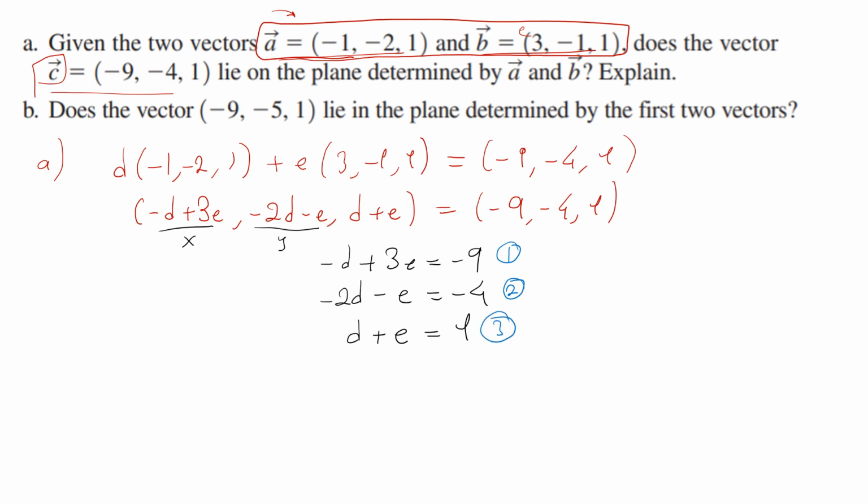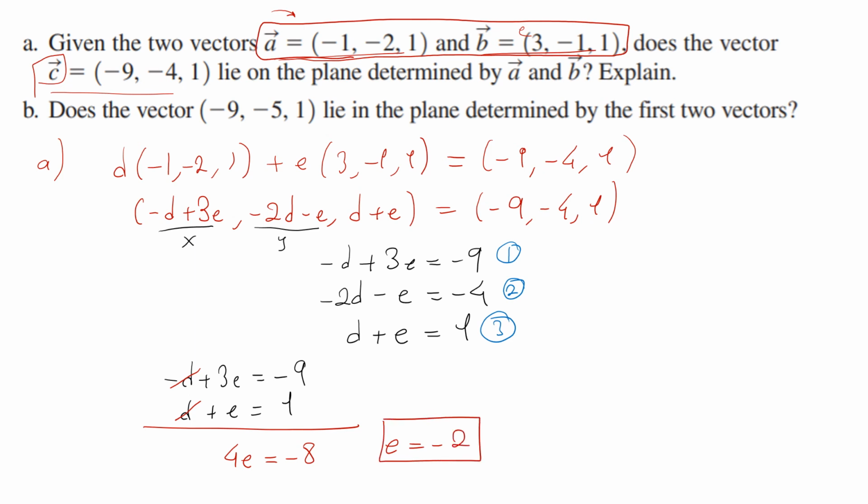And what I'm going to use to eliminate is equation 1 and 3. So I'm going to use -d plus 3e equaling -9, and I'm going to use d plus e equaling 1. Why I use those two specifically is I can directly cancel the d's out, because one of them is negative, one of them is positive, and all I need to do is add them. So I'm going to get 4e, and that would equal -8. Divide each side by 4, and I get a value of -2 for my e value.